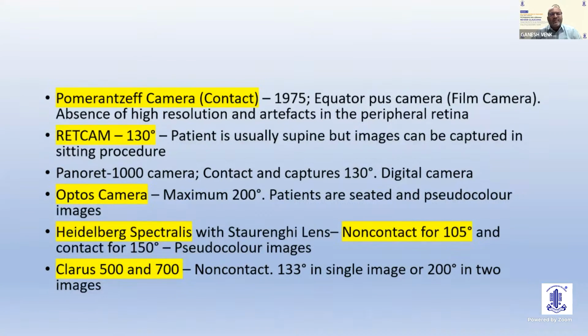The other important cameras are the Optos, the Heidelberg Spectralis, and the Clarus 500 and 700. So these devices are non-contact. The advantage of them, especially the Clarus, which is quite popular now, is you get 130 degrees in a single image, or up to 200 degrees in 2 images.